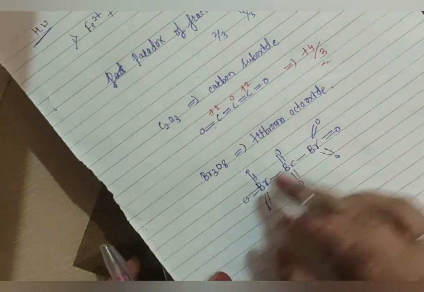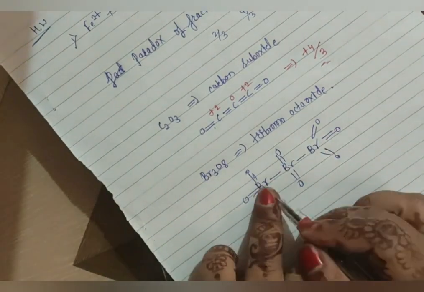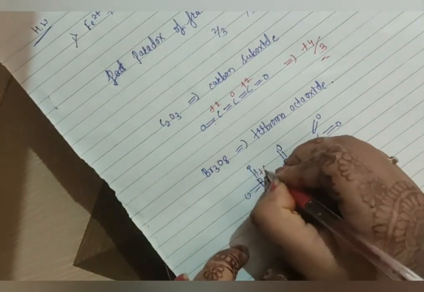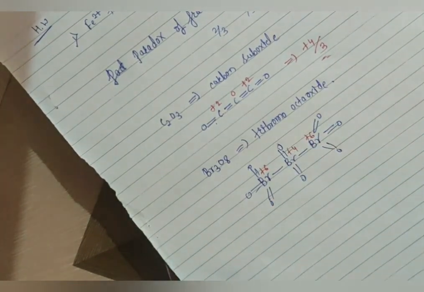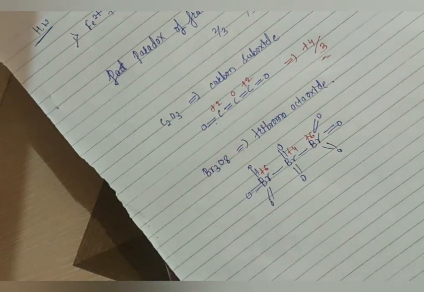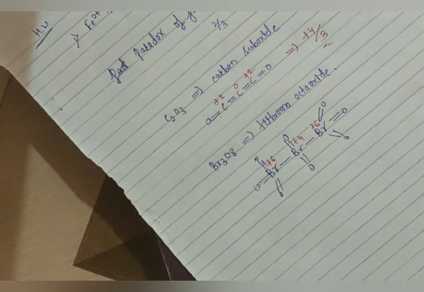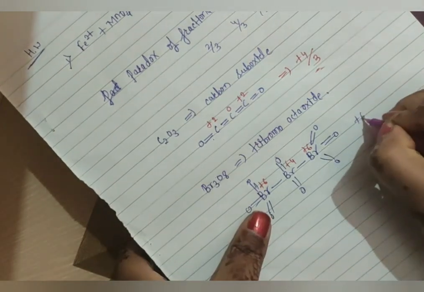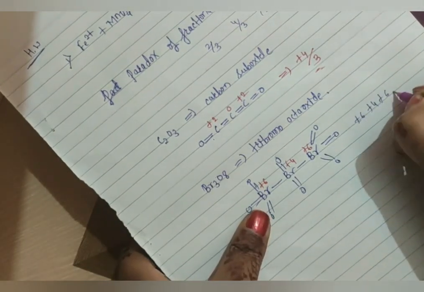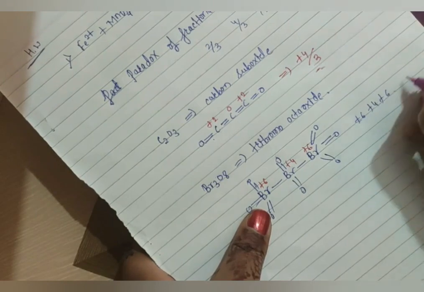So these 2 terminal, meaning side, bromine. These 2 terminal bromine have plus 6 oxidation state, and this middle one has plus 4 oxidation state. So when I combine all the oxidation numbers of the bromine, I get the average oxidation number. That is what we call the paradox of fractional oxidation number. So plus 6 plus 4 plus 6. 6 plus 4, 10, 10 plus 6, 16.